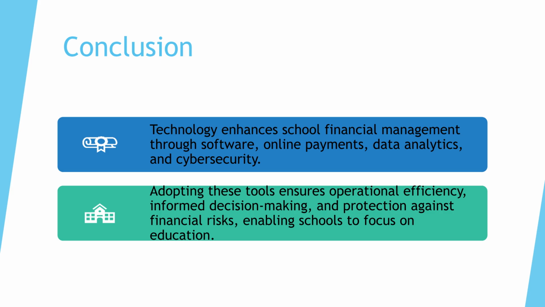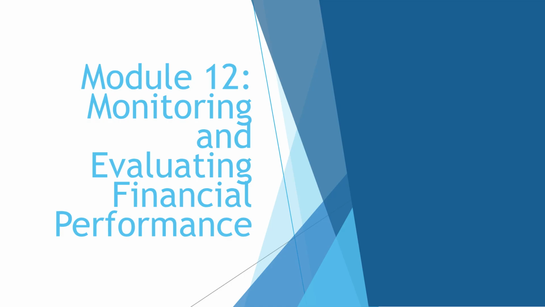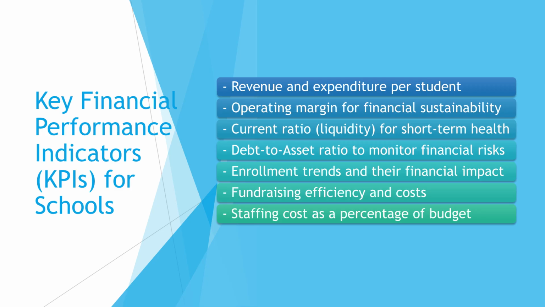Technology enhances school financial management, ensuring operational efficiency, informed decision-making, and protection against financial risks, allowing schools to focus on education. Module 12 is about monitoring and evaluating financial performance. Key financial performance indicators for schools include revenue and expenditure per student, operating margin, current ratio, and debt-to-asset ratio. Also, monitor enrollment trends, fundraising efficiency, and staffing cost percentage.